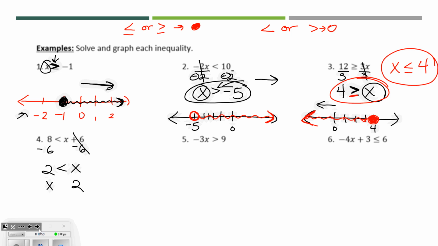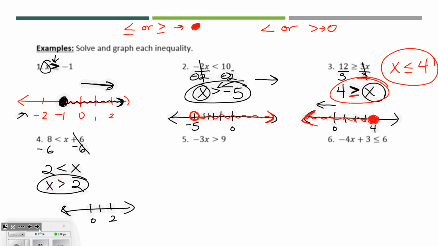But when I flip the x and the 2, what do I have to do? I have to flip the inequality symbol as well. So x is greater than 2. All right, here's my graph, 0, 1, 2. X is greater than 2.